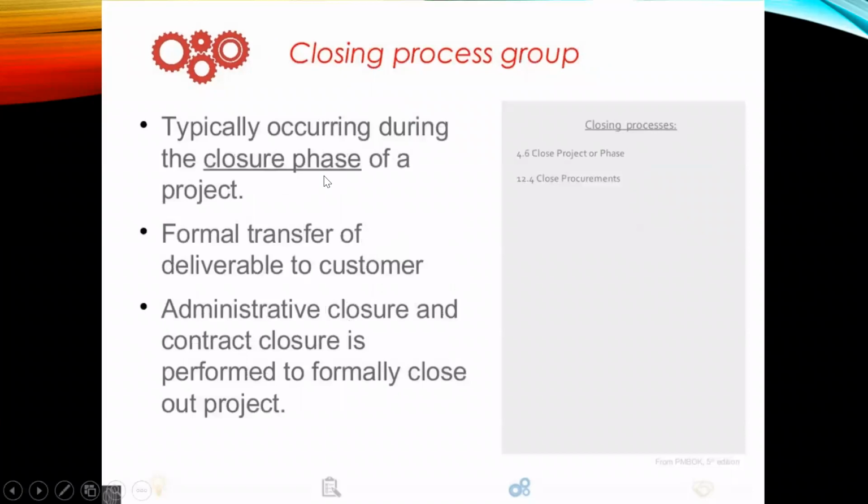The closing process group, which is the final phase, is the closure. Every kind of process that happens at this closure, such as a formal transfer to the customer and administrative closure. Somehow over here, we say it's the termination of the project.